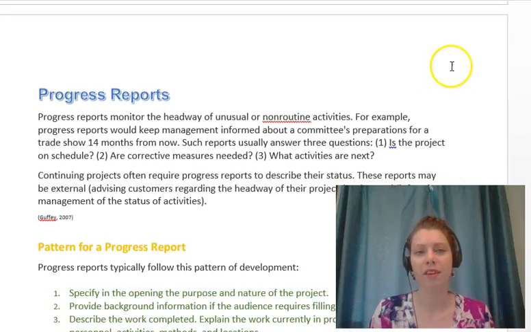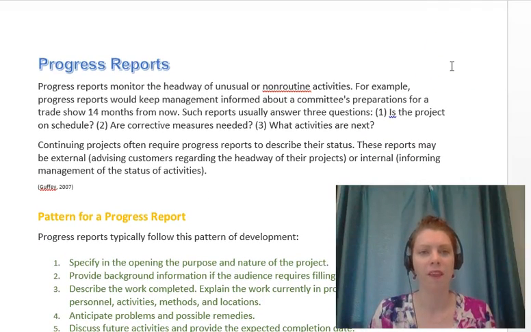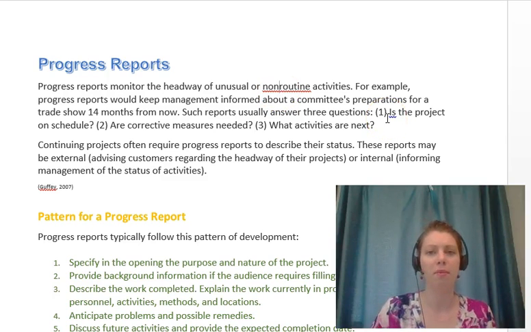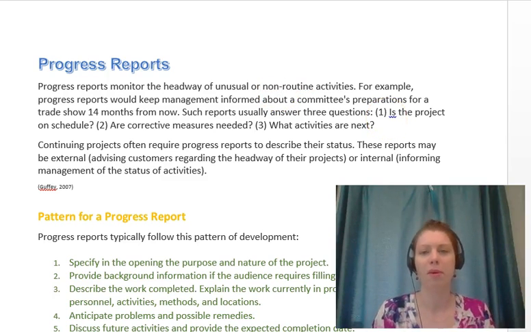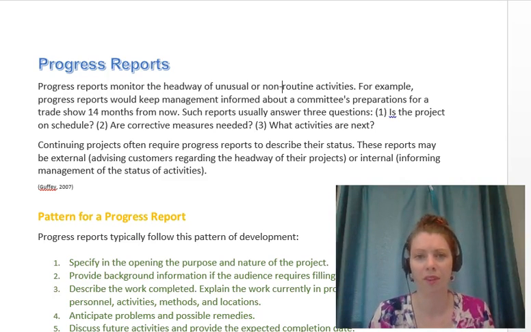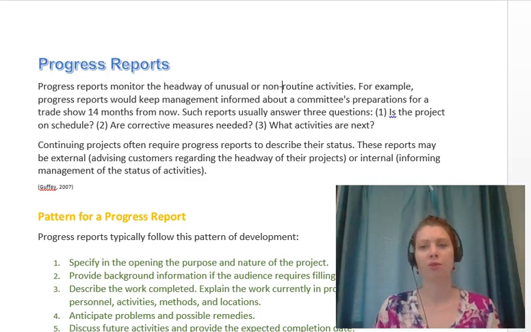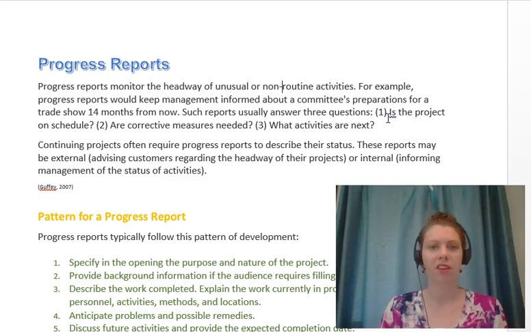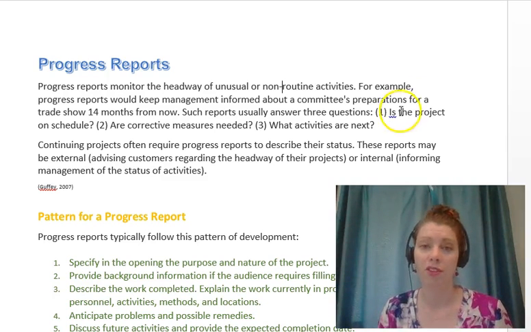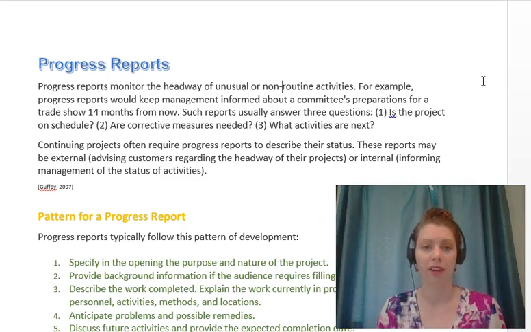All right, and last but not least, we're going to look at progress reports. So progress reports monitor the headway of unusual or non-routine activities. For example, progress reports would keep management informed about a committee's preparations for a trade show 14 months from now. Such reports usually answer 3 questions. Is the project on schedule? Are corrective measures needed? And what activities are next?